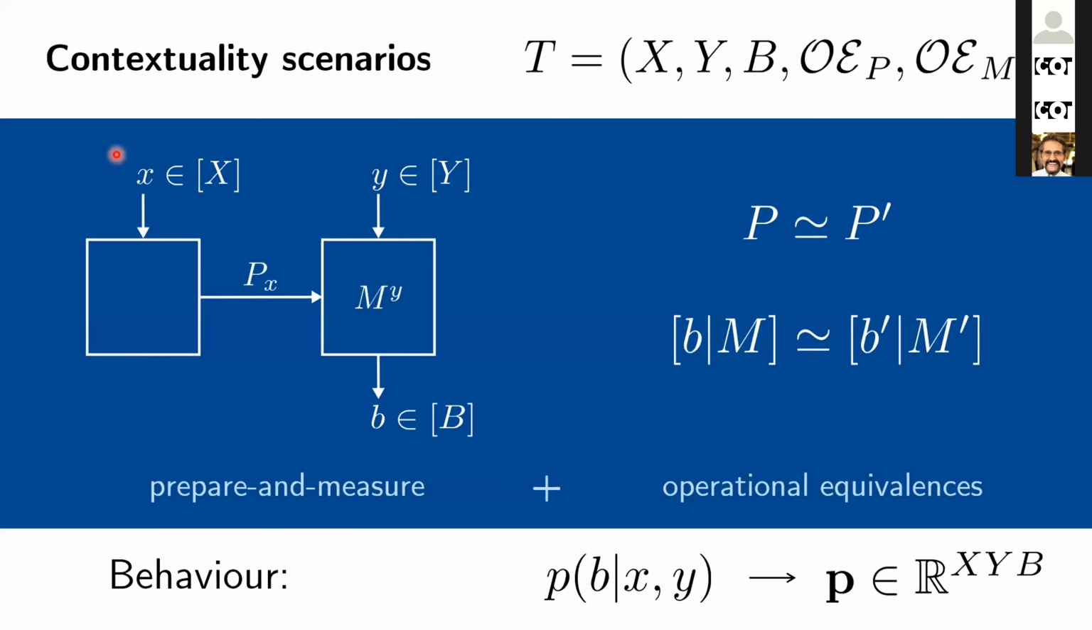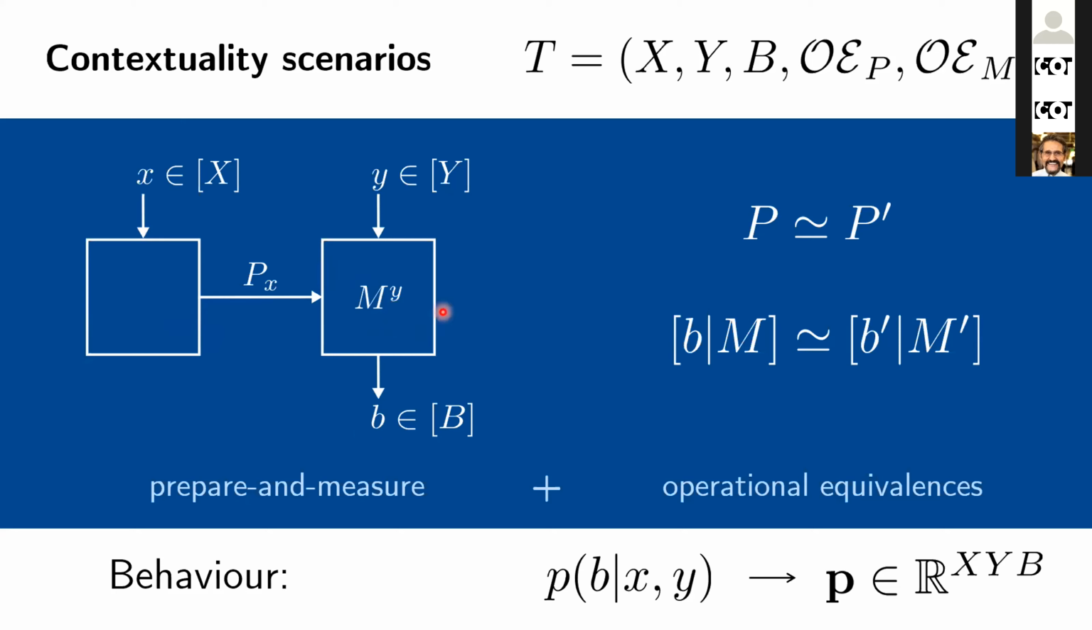So in a prepare and measure experiment, we take our physical system and we prepare it in one of capital X different ways. So in a given round, we will make a preparation PX. And these are kind of pre-selected ways that we prepare our system. And then we perform one of capital Y different measurements. So in a given round, we will measure MY, and then we obtain one of capital B different outputs. So this output B, and then we can do this over and over again for all the different combinations of X and Y. So it's just prepare and measure.